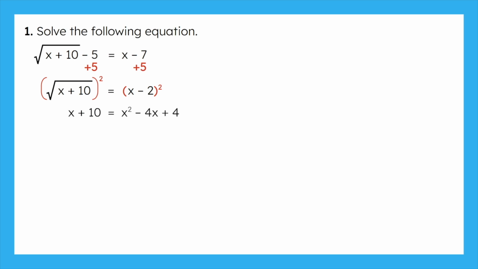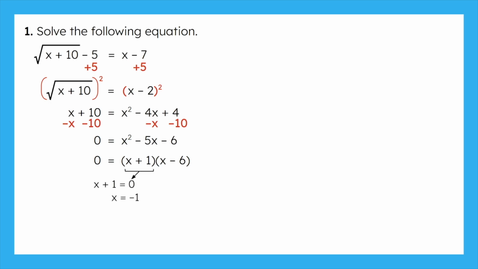We'll first square both sides of the equation, and then subtract x and 10 from both sides, before factoring it into 0 equals x plus 1 times x minus 6. The solutions then are -1 and positive 6.